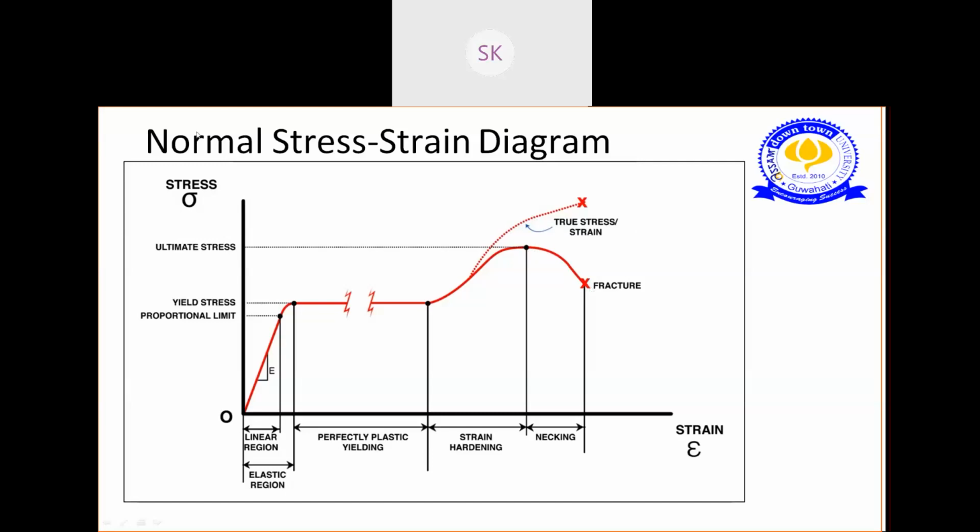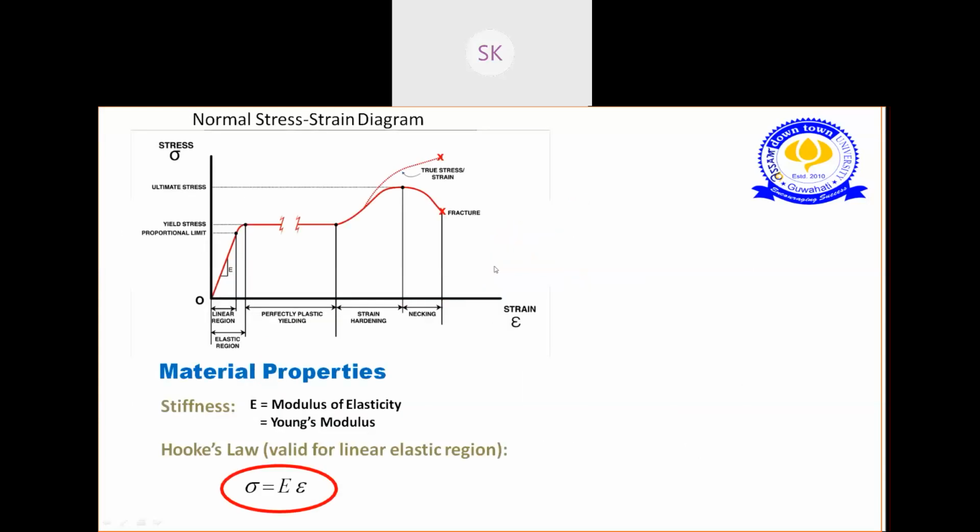So this is the typical stress strain diagram of a material. Okay, these parts will be common to all the curves, but the shape can be different. Okay, hope this part is clear. Now let's move to the properties we can take from this stress strain curve. So let's start with stiffness.